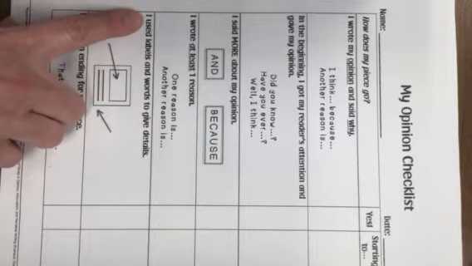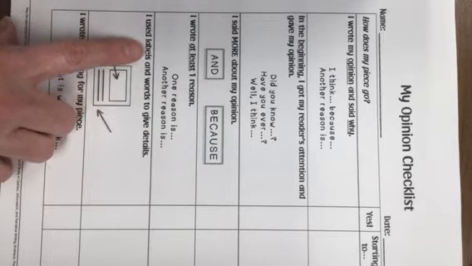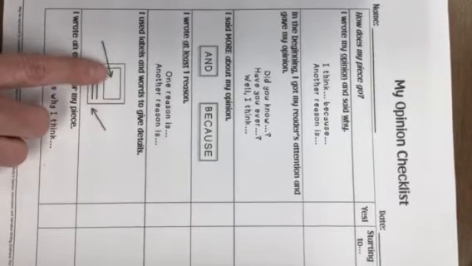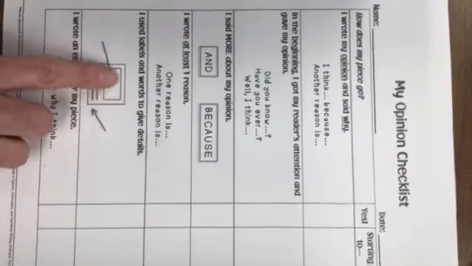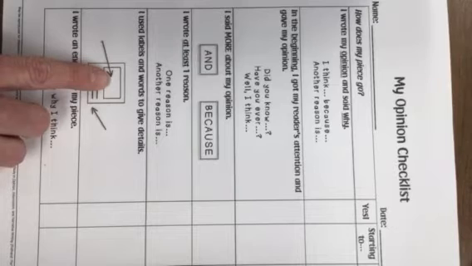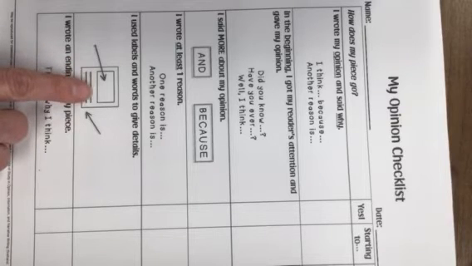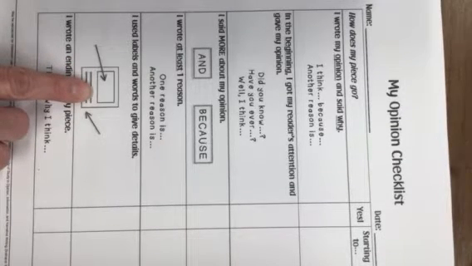The next piece of our checklist says, I used labels and words to give details. All right, so you can see here that you can actually label your pictures, and that might help you come up with more to tell. And you, of course, will use your words down here at the bottom of your page to give details.